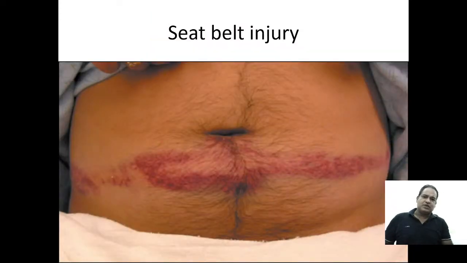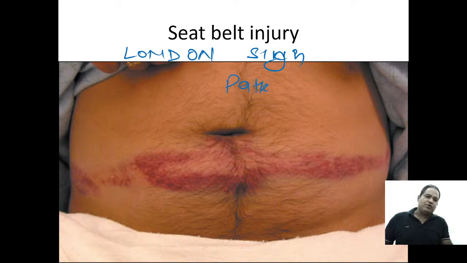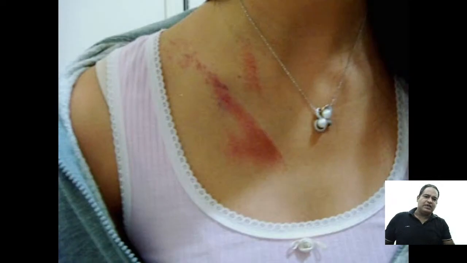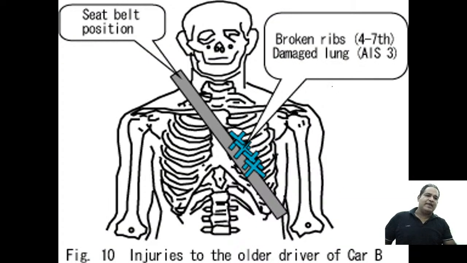Again, this is called Lap belt sign. I told this in the last class also: it means patterned bruising. You see, here a seatbelt injury is there. Seatbelt injury will increase the chance of rib fracture.